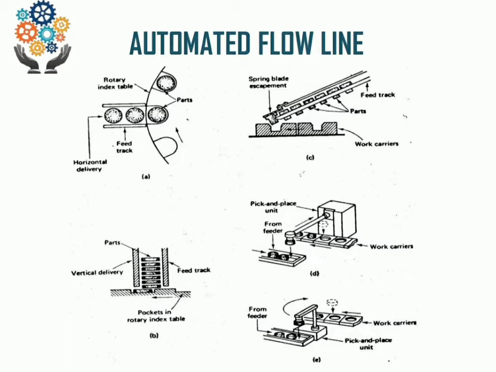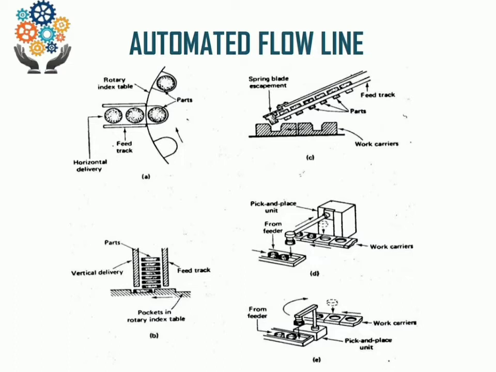Then the next is the spring blade escapement device, which releases the parts with the help of a spring device and places them in a work carrier, where it moves towards the next processing workstation. Then in a pack rotary indexing table, the parts are moving in a vertical delivery system from down to up to down, and the feed track is moving from one slot to another slot.